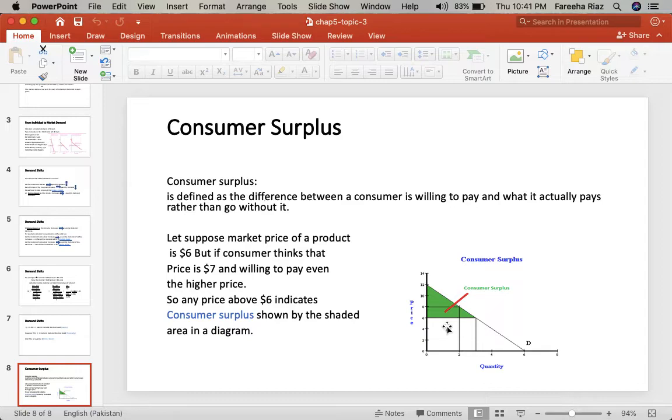So over here our chapter is completed, chapter number 5. Okay, let me give you a brief review of this chapter.